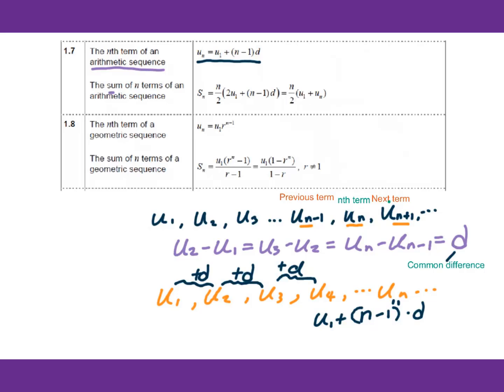For the sum of n terms of an arithmetic sequence, it will be this formula. If you are given the first term and also D and n, you have to use this formula. When you are given the first term and also the nth term, then you have to use this formula.